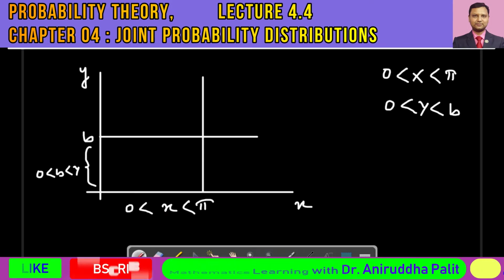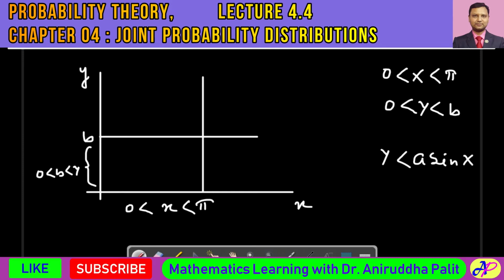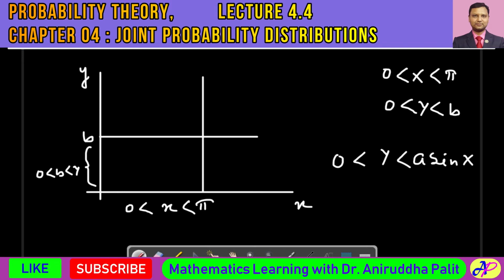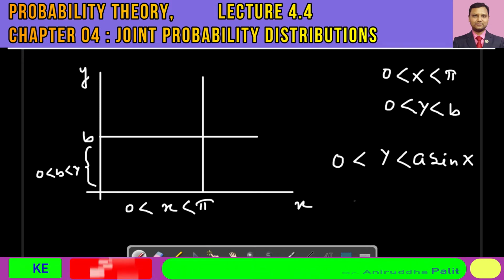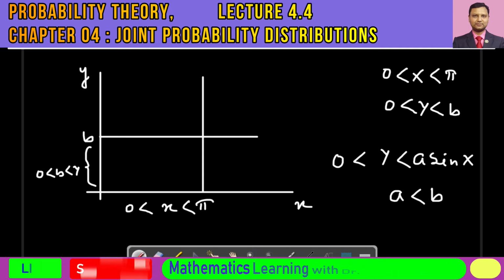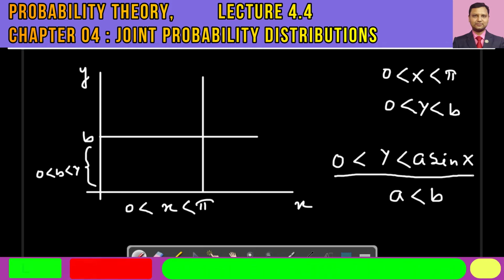Okay, so the required event is that y is less than a sin x, and of course y is greater than 0 because it was representing length. So 0 < y < a sin x, and as per the question, a is less than b. So what is the region representing this type of inequality?